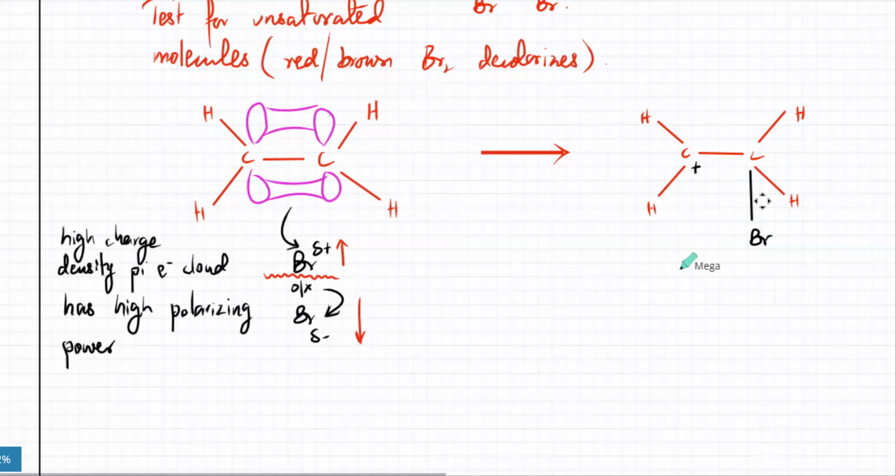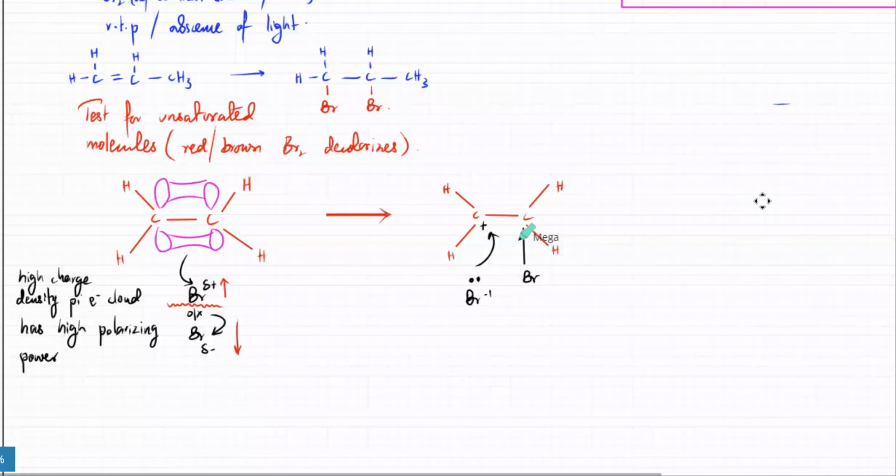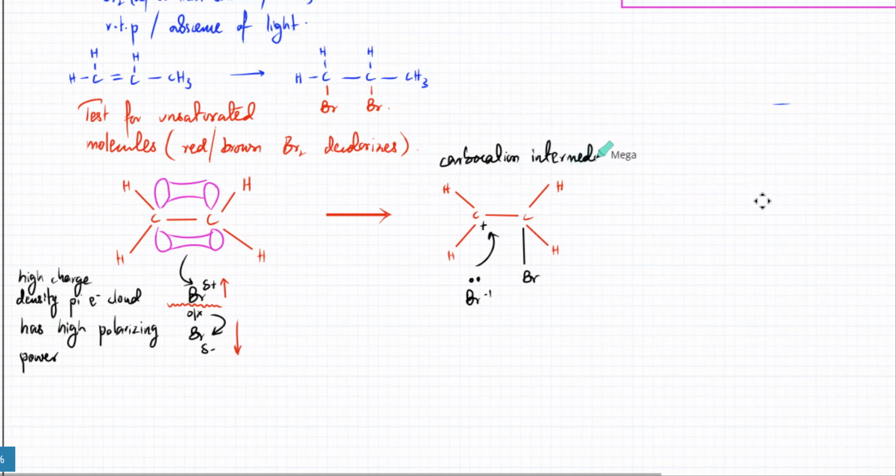And the other Br became negatively charged, and that negatively charged bromine would then come in the next step and get attracted to the carbocation. So you would get a carbocation intermediate. There's going to be an actual intermediate that would be formed, which is going to be your carbocation intermediate.